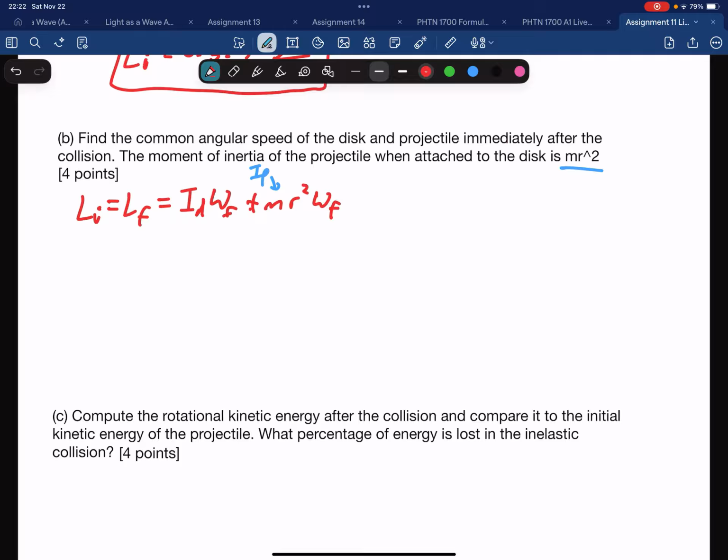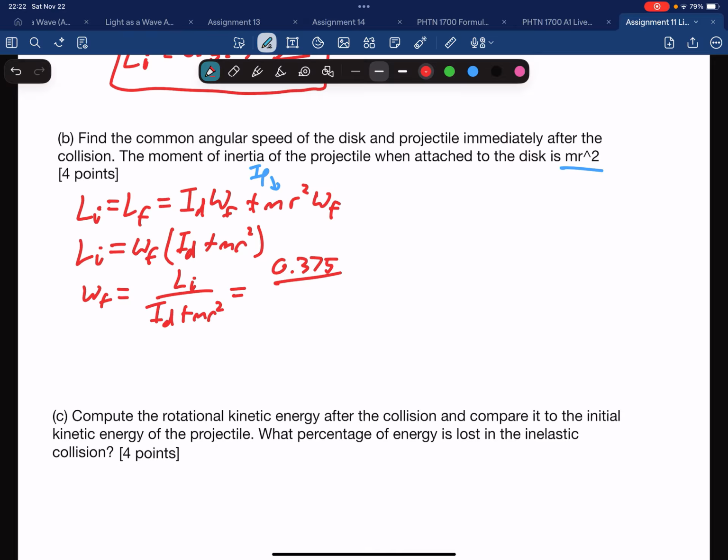So continuing on, initial angular momentum is going to be equal to omega F, if I factor that out, times the moment of inertia of the disk plus mr squared, and rearranging for omega F, I get the initial angular momentum over the moment of inertia of the disk plus mr squared, and this will be 0.375 over 0.15 plus 0.05 times 0.25 squared, and that gives me a final angular velocity of 2.44898 radians per second.